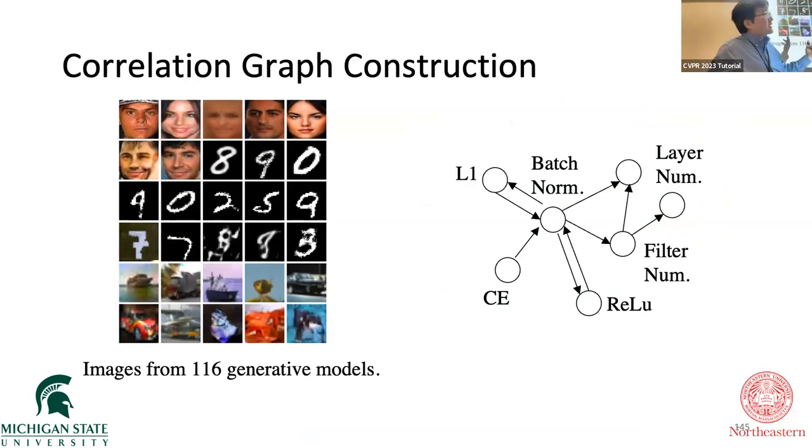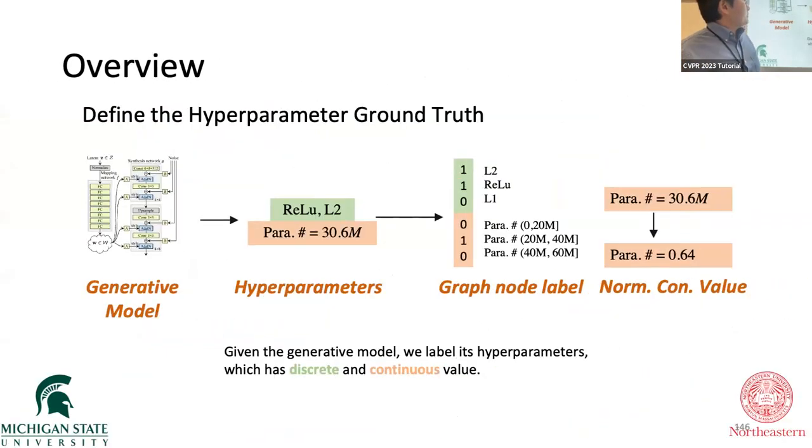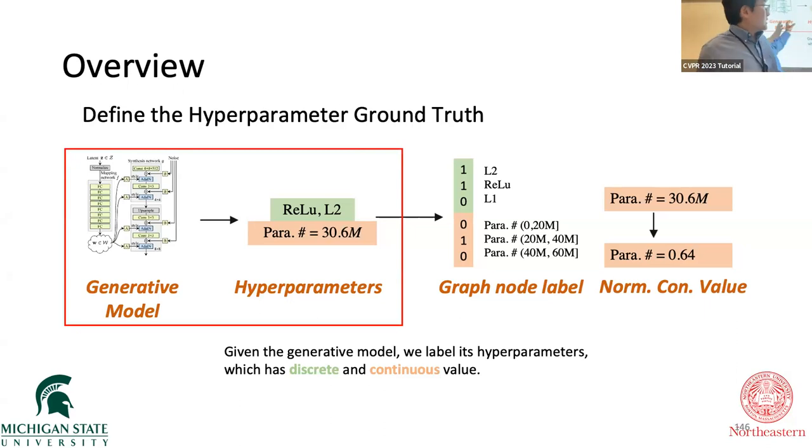So we want to use this graph representation to learn the correlation among the hyperparameters, which will help us do the estimation for any unknown models. So that's the incentive here, okay? Some details: for example, we generate a model, we have a hyperparameter, and we convert the continuous one into different brackets, and this will allow us to build a graph. But we know that eventually we still need to estimate the continuous one, right? So we normalize them into a value such as the floating number 0.64, for example, for number of parameters equal to 30 million. The benefit is that we can do this stage by stage. We do this in two stages, okay?